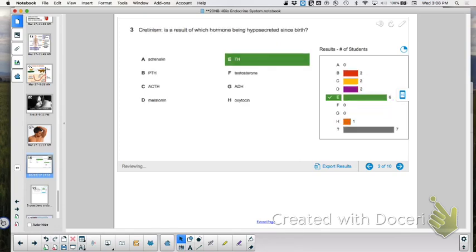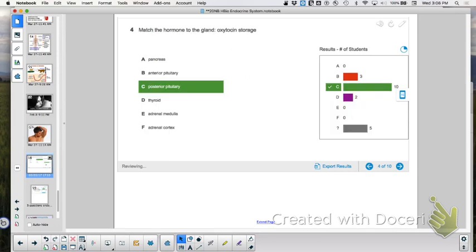Number 3, 6 of you got this right. Oh, that's a hard one. I didn't have you memorize that one this year, so don't stress out about that one. It is a result of thyroid hormone. Okay. Number 4, name the hormone, or match the hormone to the gland. Oxytocin storage. It gets stored in the posterior pituitary. Okay, it's made by neurosecretory cells coming out of the hypothalamus, but it is stored in the posterior pituitary, and then it is triggered for release.